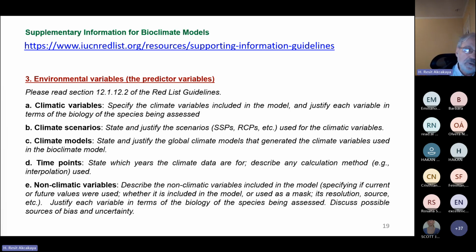And those include climatic variables, obviously, because they have to describe the effect of climate change on the species. And in order to be able to do that, you have to have climate models. But also non-climate models are in most cases needed, like landscape variables.